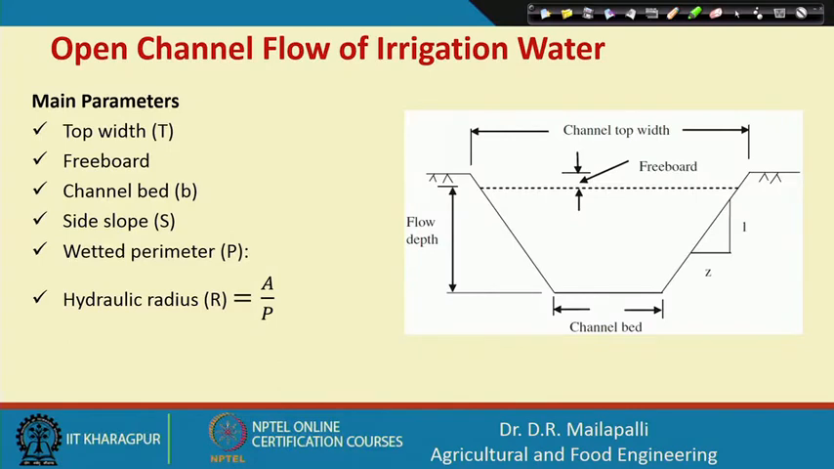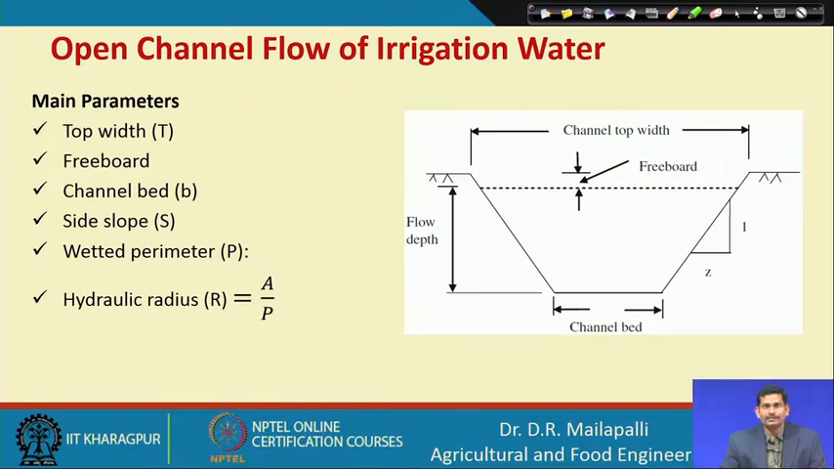So, basically these irrigation channels are either trapezoidal or rectangular, or sometimes you may see circular ones. The main parameters we are talking about in the design part are the top width, freeboard, channel bed, the slope, wetted perimeter and hydraulic radius, which is equal to A by P.